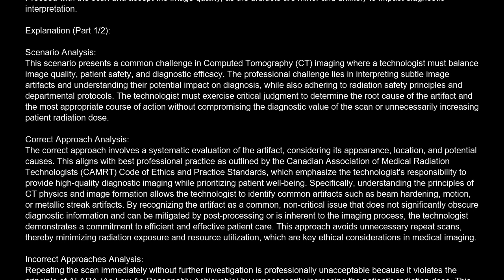Specifically, understanding the principles of CT physics and image formation allows the technologist to identify common artifacts such as beam hardening, motion, or metallic streak artifacts. By recognizing the artifact as a common, non-critical issue that does not significantly obscure diagnostic information and can be mitigated by post-processing or is inherent to the imaging process, the technologist demonstrates a commitment to efficient and effective patient care. This approach avoids unnecessary repeat scans, thereby minimizing radiation exposure and resource utilization, which are key ethical considerations in medical imaging.